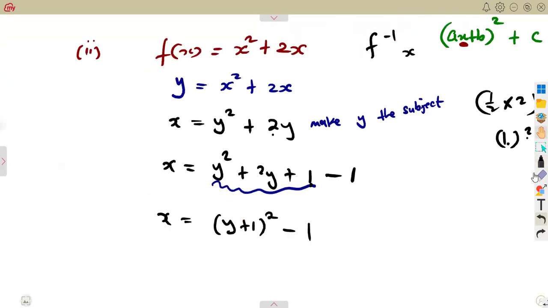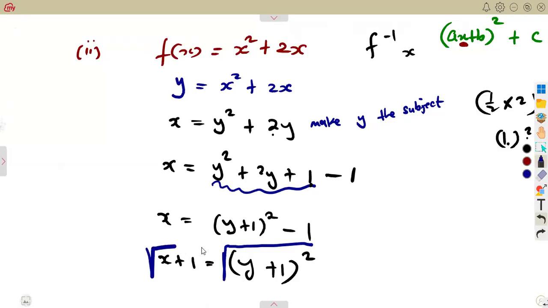Okay, let's make y the subject. It's now easier. We can transpose the negative 1 to this side. That will be a positive 1. So x plus 1 is equal to y plus 1 squared. We can remove this square by introducing the square root. So that is going to be the square root on both sides, to get rid of the square that you're given there. So that is the square root here, and you also have the square root there.